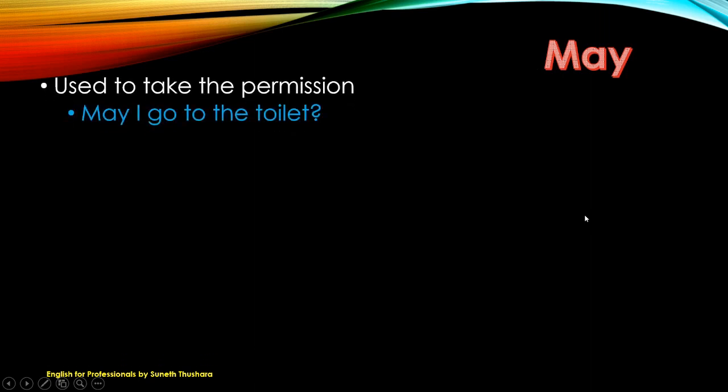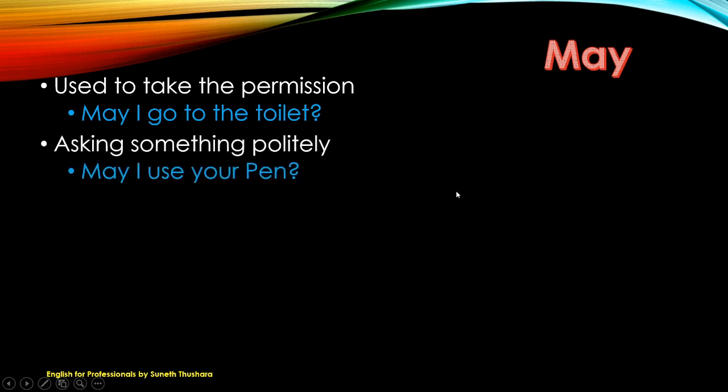So how do we use may? May is used to take permission. May I go to the toilet? May I go out? That is very polite, right? And asking something politely: may I use your pen? That means you don't have a pen, you are asking your friend's pen. So don't ask "can I use your pen", that means ability, you can. But it is not kind of asking for permission.